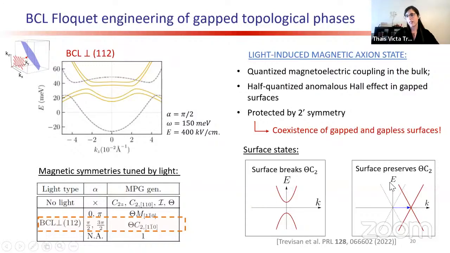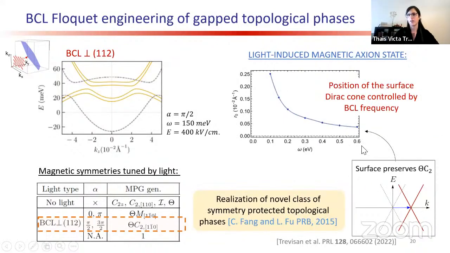So as I mentioned, in the surfaces that preserve the symmetry, we have these Dirac cones. They can move away from these time reversal invariant points, and how much they move can be controlled by the frequency of the light, for example. So here I show the magnitude of this displacement from the origin as a function of frequency. And you see that the smaller the frequency, the further away the cones are from the origin. Remember that with this high frequency expansion, the second part of the effective Hamiltonian has more weight in the total effective Hamiltonian.